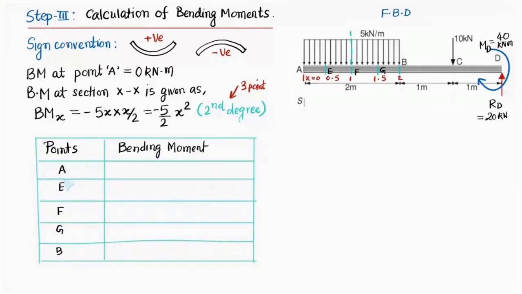For point A, x is going to be 0. For point E, x is going to be 0.5 meters. For F, x is 1 meter. For G, x is 1.5 meters. And for B, x is 2 meters. So we will substitute the value of x in this expression, that is minus 5 by 2 x square, and we will get the value of bending moment corresponding to each point.